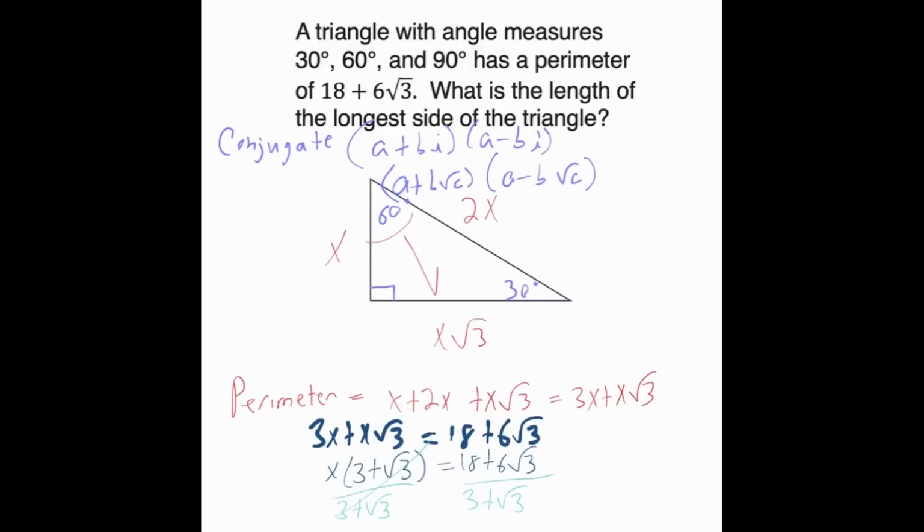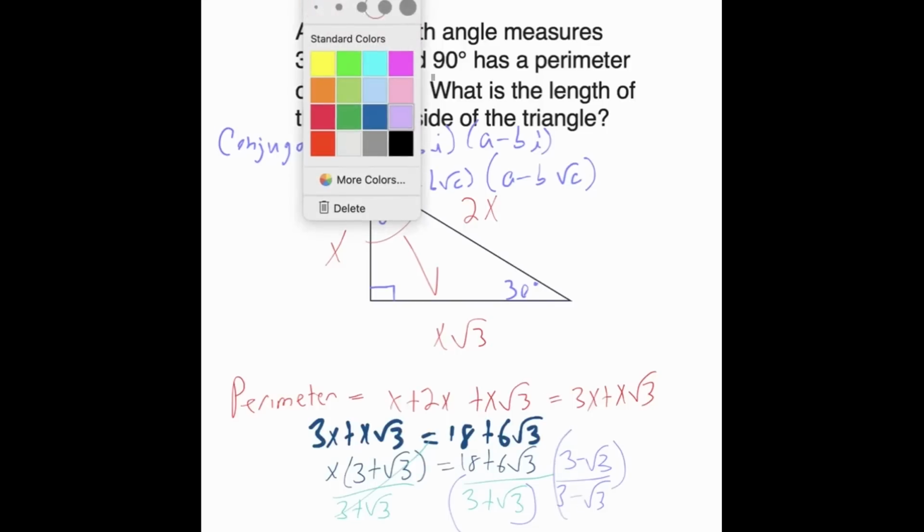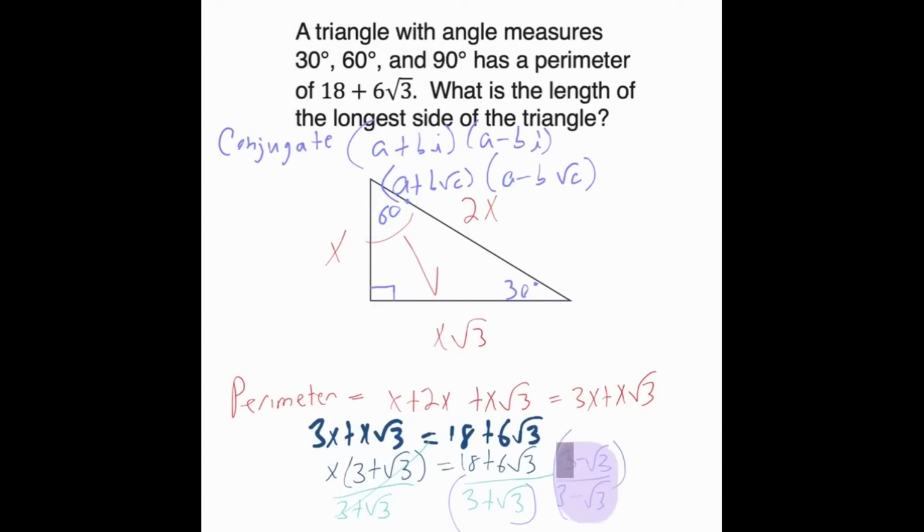So here, we're going to want to multiply this by 3 minus root 3, and not just 3 minus root 3, but 3 minus root 3 over 3 minus root 3. In other words, we just multiply this by the number 1. Because it has equal numerator and denominator, that makes it equal to the number 1. And when you multiply something by 1, nothing happens. But it'll help us to better simplify.